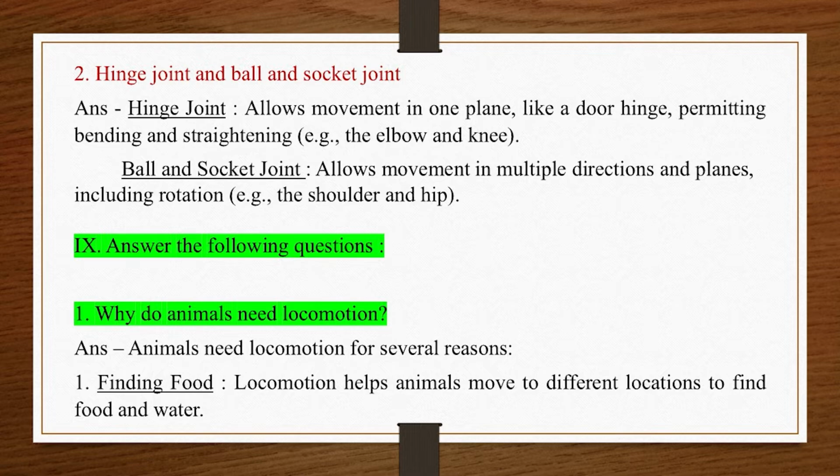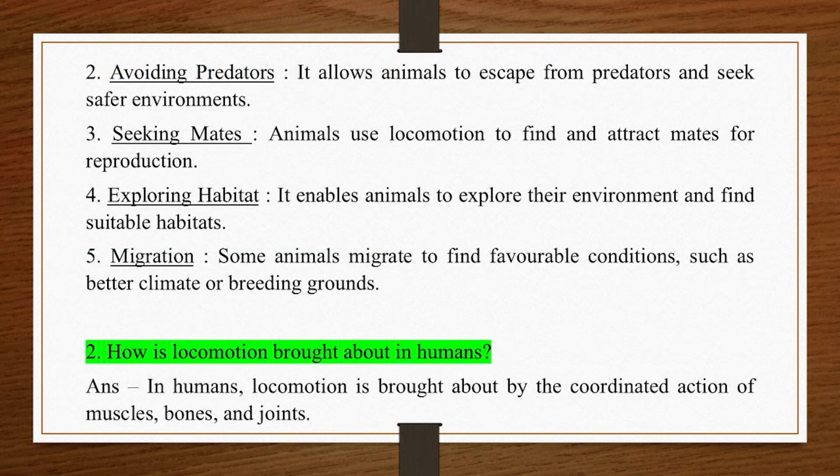9. Answer the following questions. 1. Why do animals need locomotion? Answer: Animals need locomotion for several reasons. 1. Finding food. Locomotion helps animals move to different locations to find food and water. 2. Avoiding predators. It allows animals to escape from predators and seek safer environments.